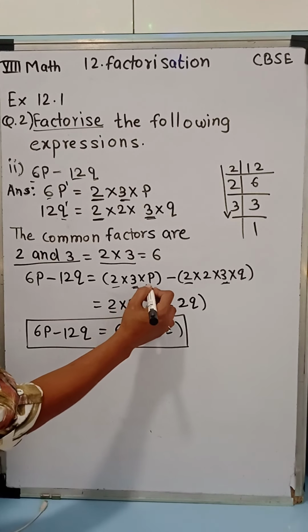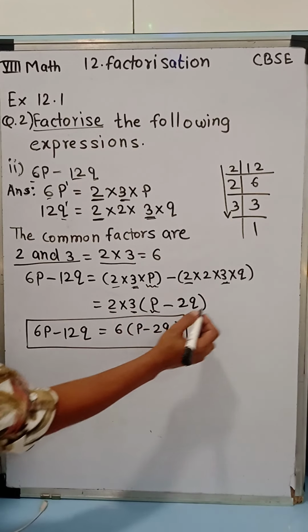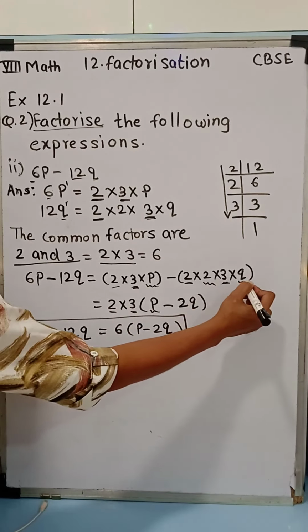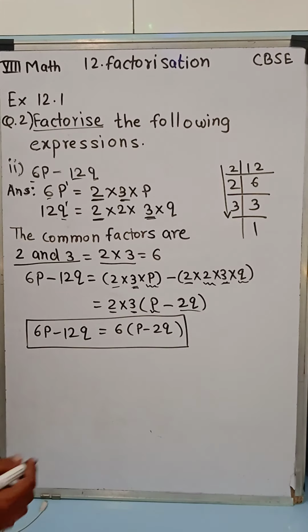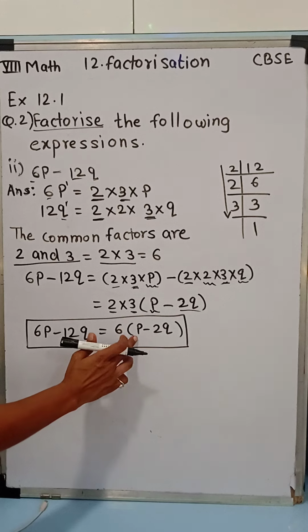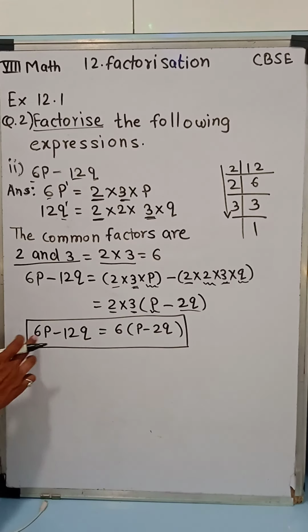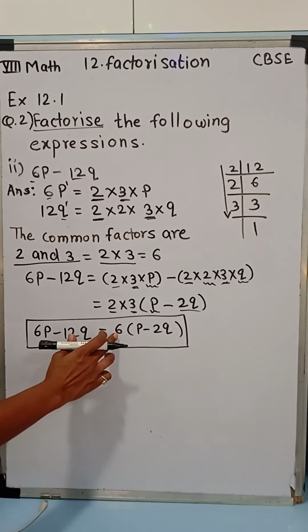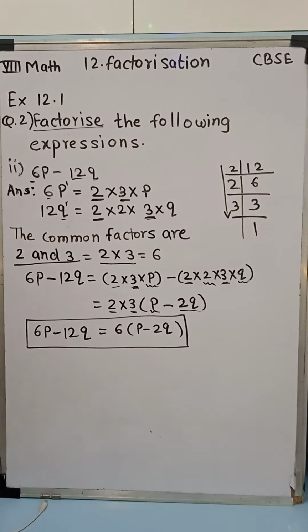So what is left here now? This is only p. What is left here? 2 and q. That is nothing but 2q. So 2 3s are 6 and in the bracket remaining p minus 2q. So 6p minus 12q equals 6 into the bracket p minus 2q, and that is our factorization.